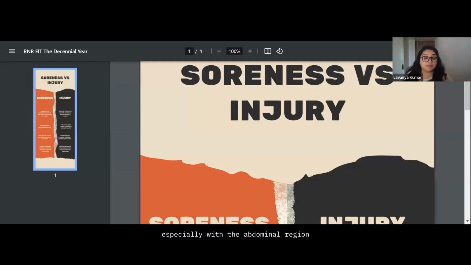But for females, especially with the abdominal region and the fat aspect of it, this is how you can explain the bloating aspect of it and the irregular muscle cramp aspect of it, especially in the calf muscle, glute, and lower back. So that's how you can differentiate if it is a growth spurt or a period pain itself.